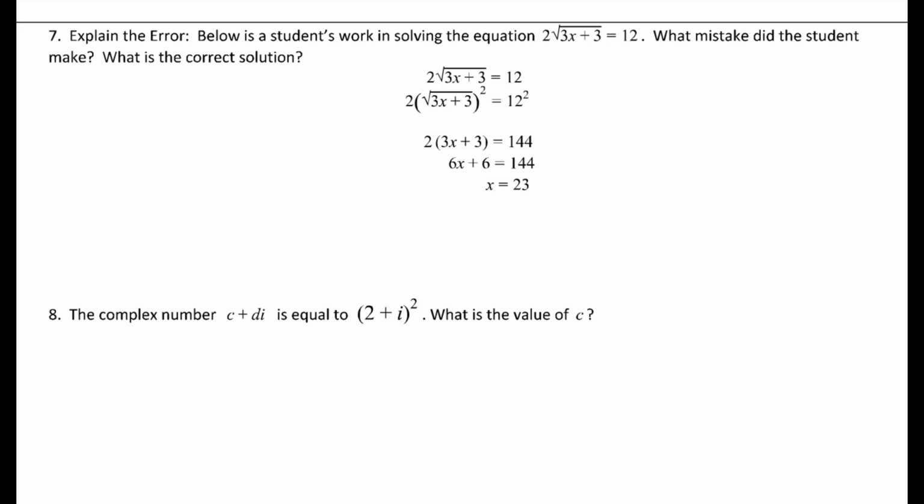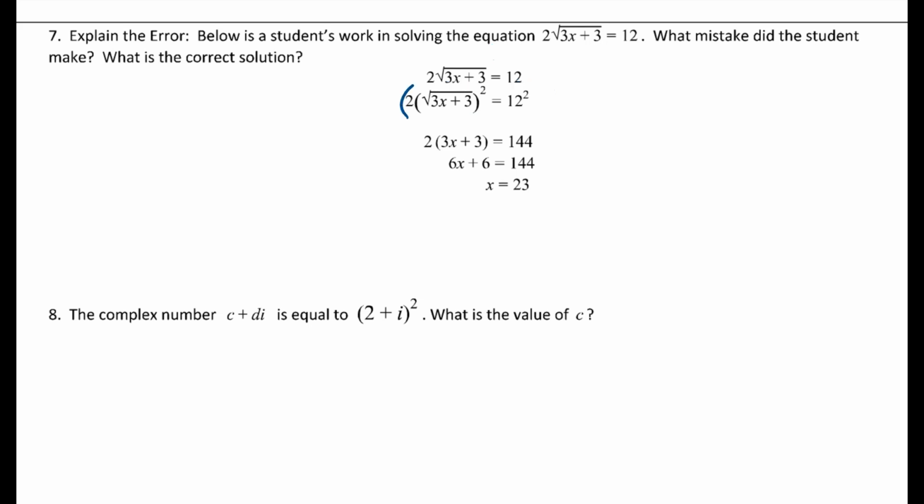What mistake did the student make? What is the correct solution? Okay, so it looks like right from the get-go he forgot to isolate the radical. So when he squared both sides of the equation, he didn't square everything. So this is the problem step right here. So he has 2 ways he could have fixed that.